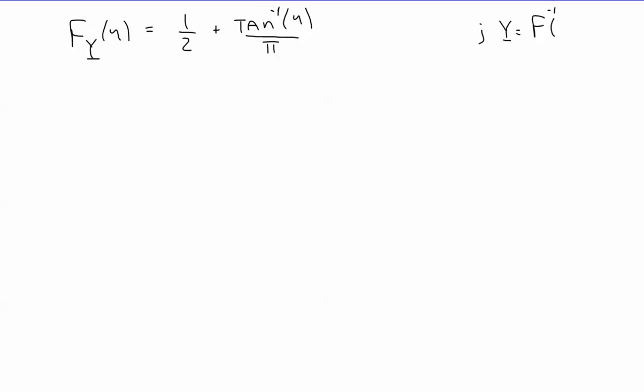So what I have at this point is my cumulative distribution function for y equals 1/2 plus arctangent of y over pi. And remember, what I'm looking for is y equals... let's try that again.